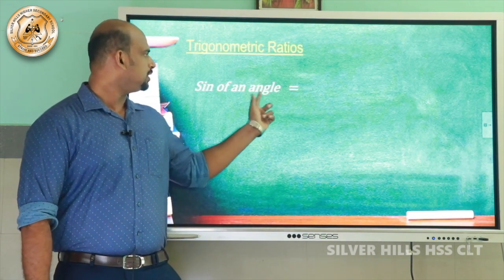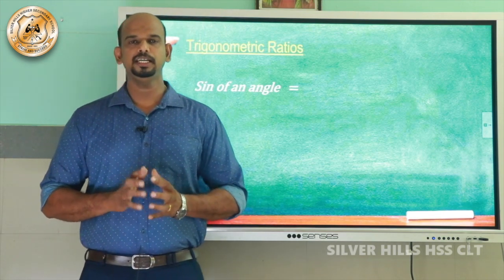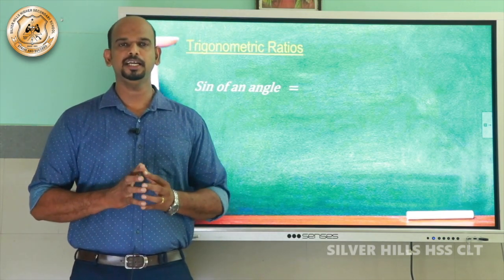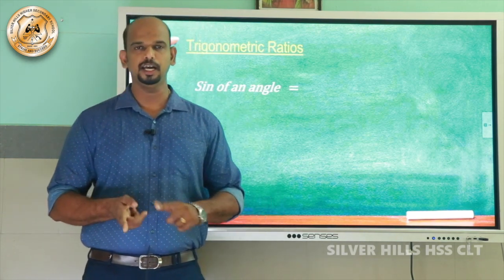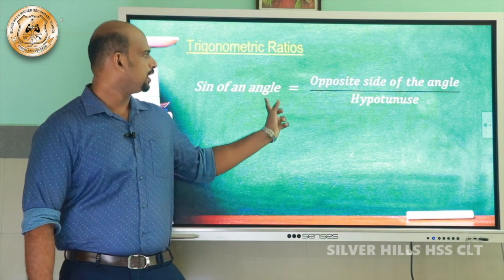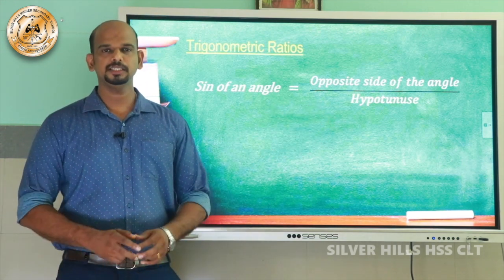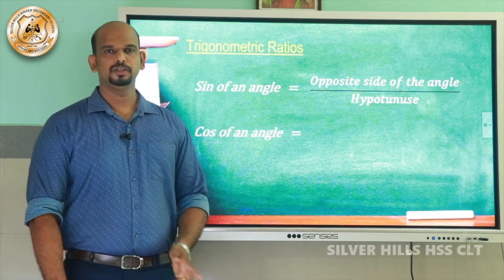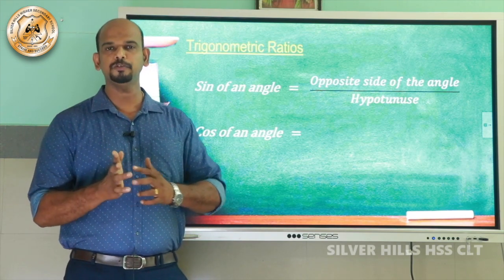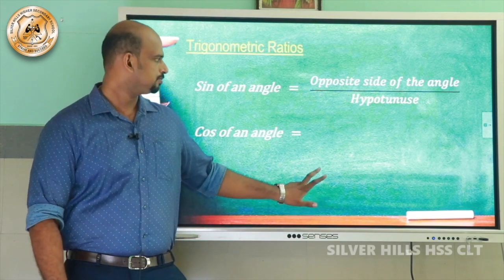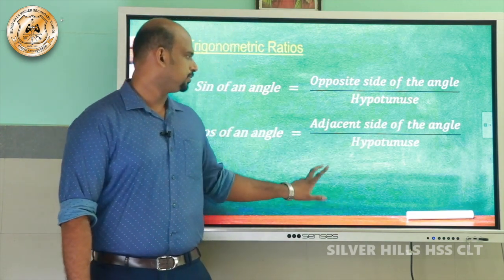First, sine of an angle. You know, in a right triangle, sine of an angle is the ratio between the opposite side of the angle and the hypotenuse. Next, cos of an angle is the ratio between the adjacent side of the angle and the hypotenuse.